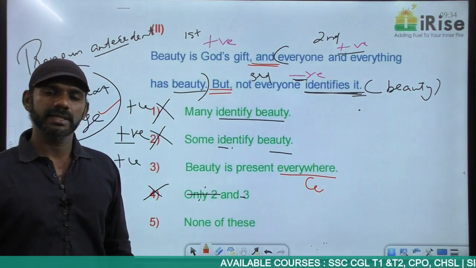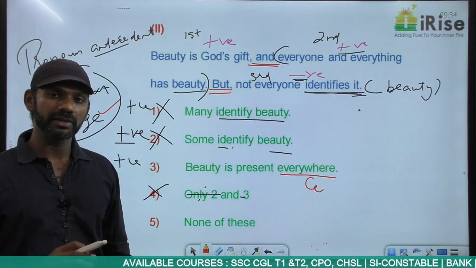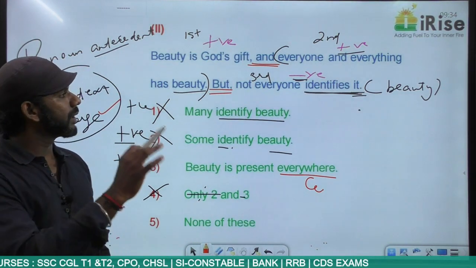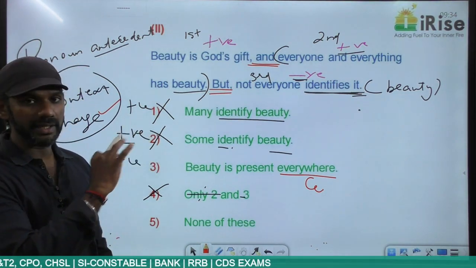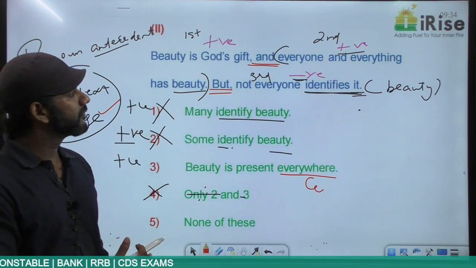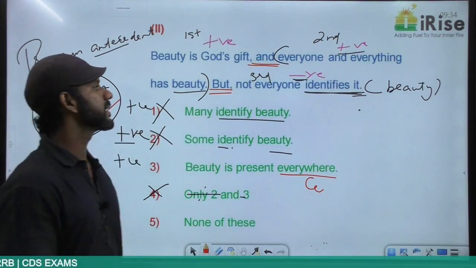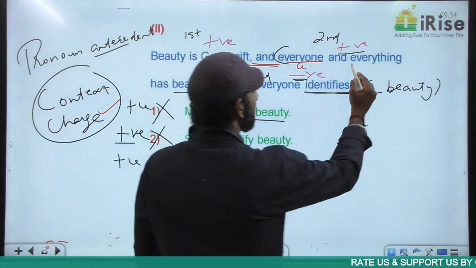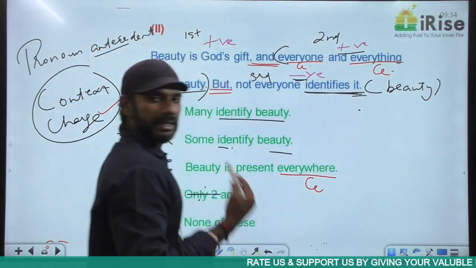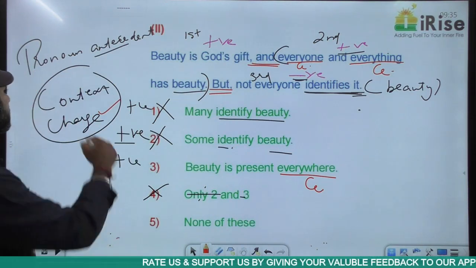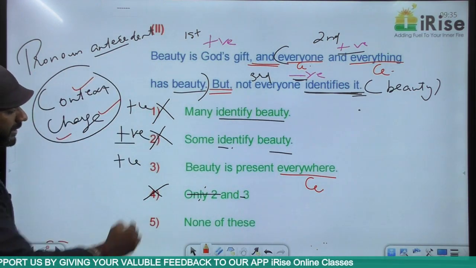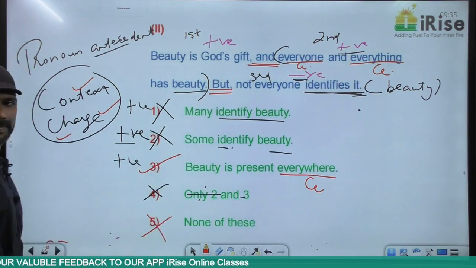What we discussed: if what is there in the option is general, what is there in that part of the passage must also be general. Now come to the second idea once again in the sentence. Everyone and everything has beauty. Everyone is general. I gave it in the list of general words. Everything is also general. General and general go together. Context is fine. Positive and positive go together. Charge is fine. The answer must be option 3.